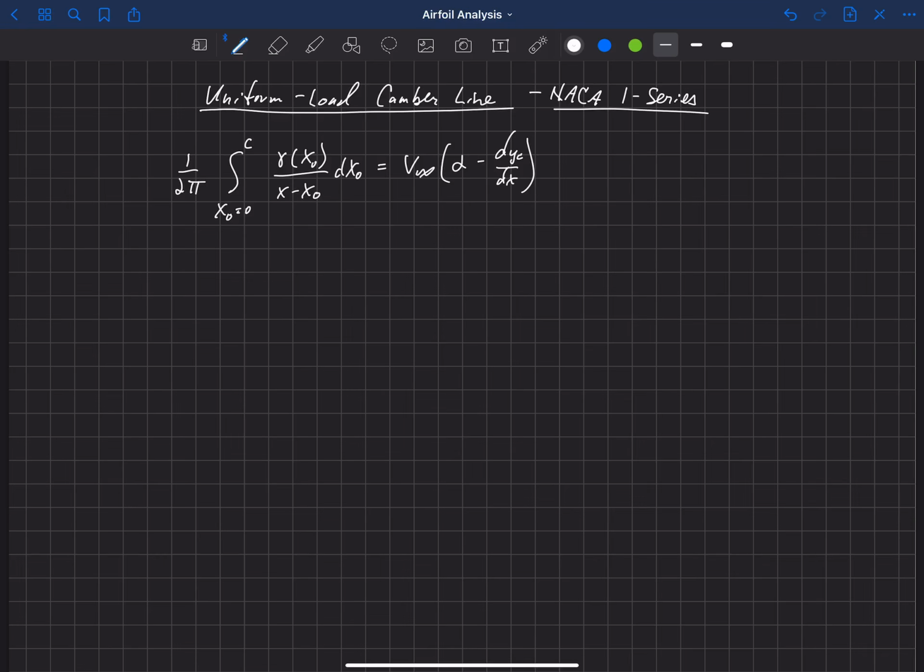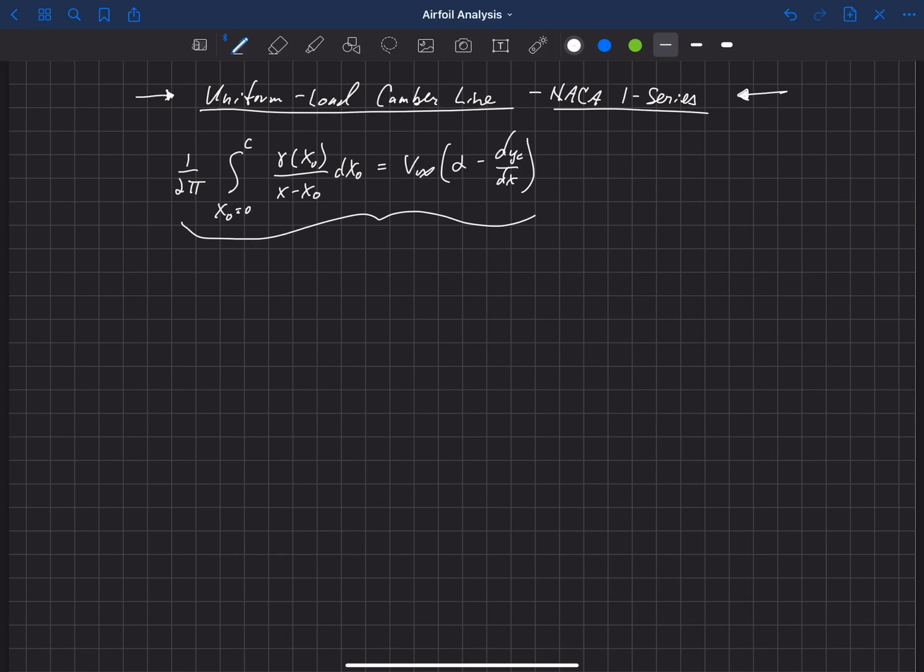One of the simplest solutions for camber line design is what's called the uniform load. The uniform load is actually what was used for the NACA 1 series, one of the early airfoil series developed by NACA. So we start here with our fundamental equation from thin airfoil theory.